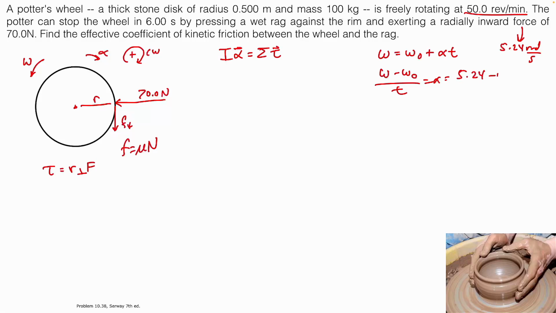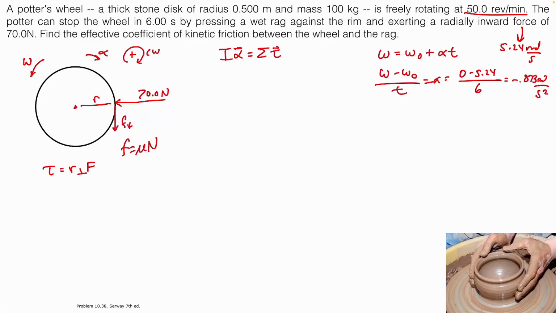So I do 5.24 minus, oh no, the other way around. It stops, its final velocity is 0, its initial is 5.24 radians per second, and then I divide by 6 to get negative 0.873 radians per second squared. Now, what's the negative sign doing there? It means it's going the opposite direction. Not direction. What does the negative sign in kinematics usually mean? Slowing down, right? It's slowing down at 0.873 radians per second squared. Okay, so I got my alpha.